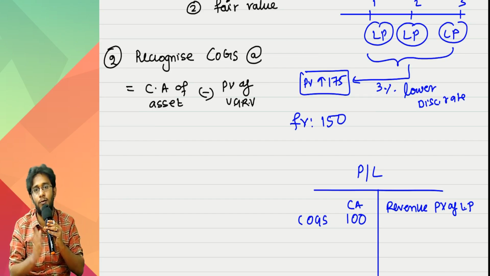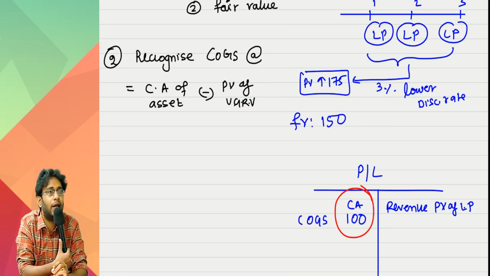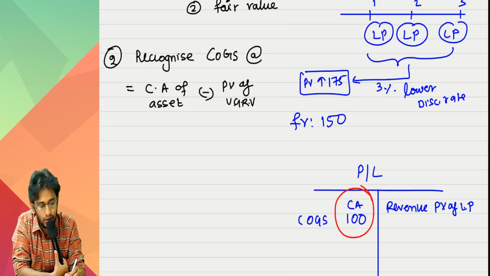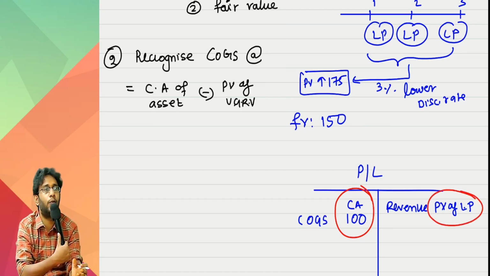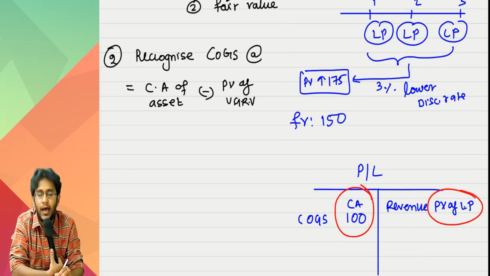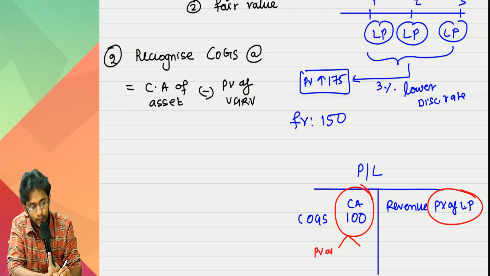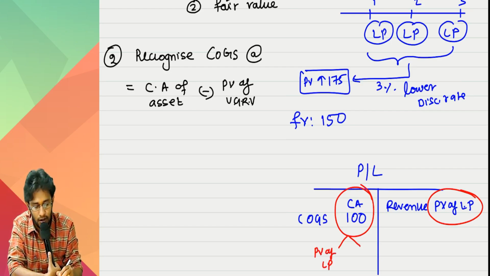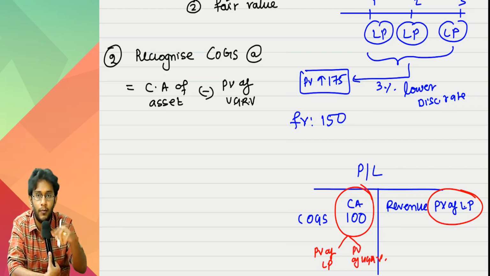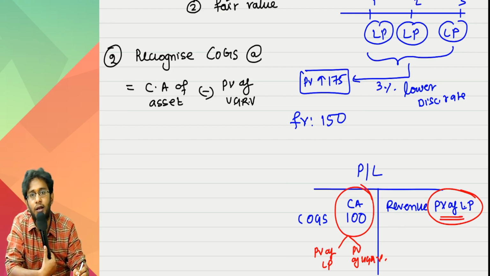Now the problem comes, watch. How can you compare the full carrying amount of the asset with PV of LP? They both are not comparable. Why they are not comparable is, the carrying amount of the asset is capable of giving you two benefits: one is PV of LP benefit and the other is PV of UGRV benefit. But in revenue you booked only PV of LP. So the complete carrying amount of the asset should not be booked as cost.